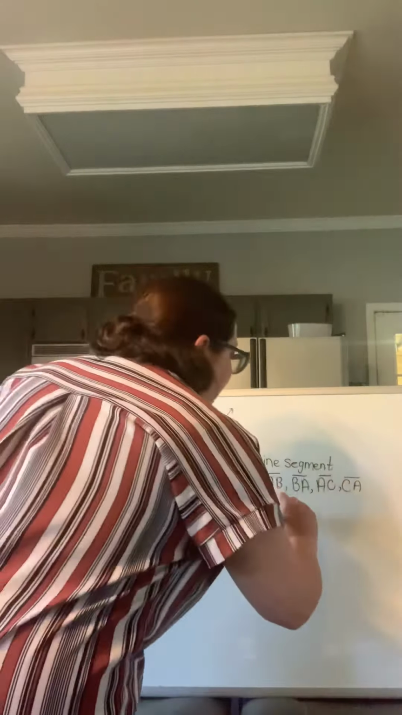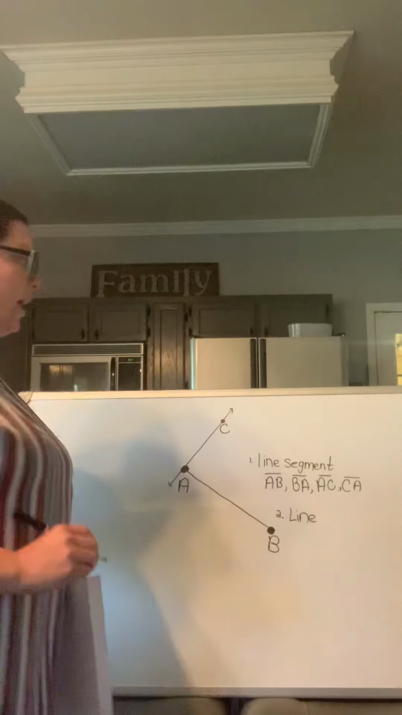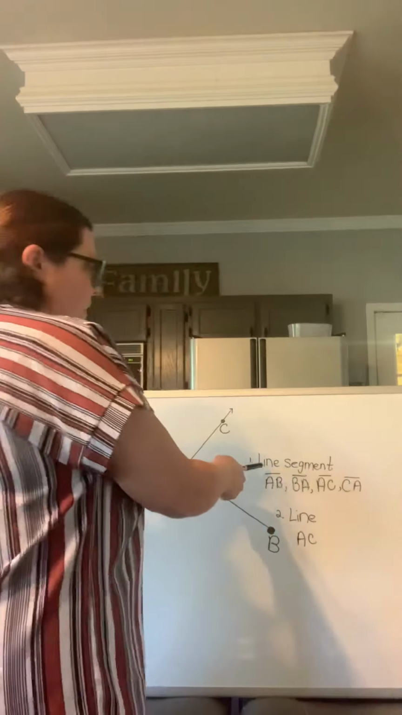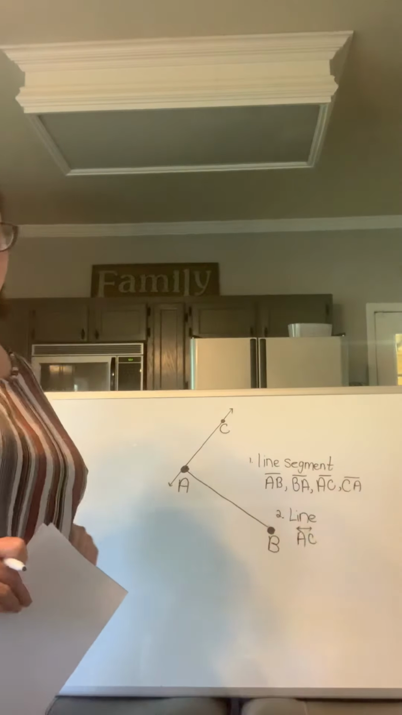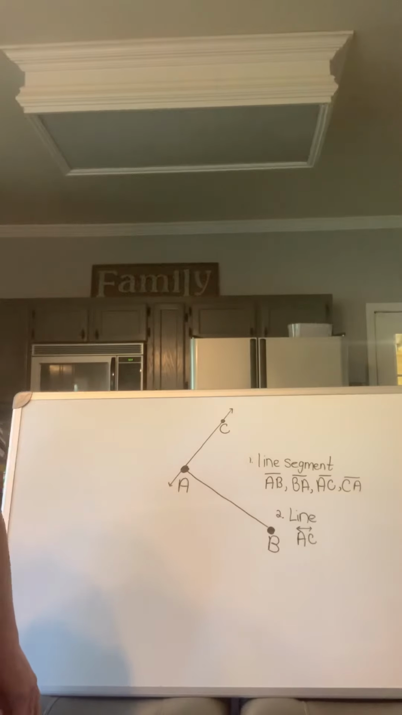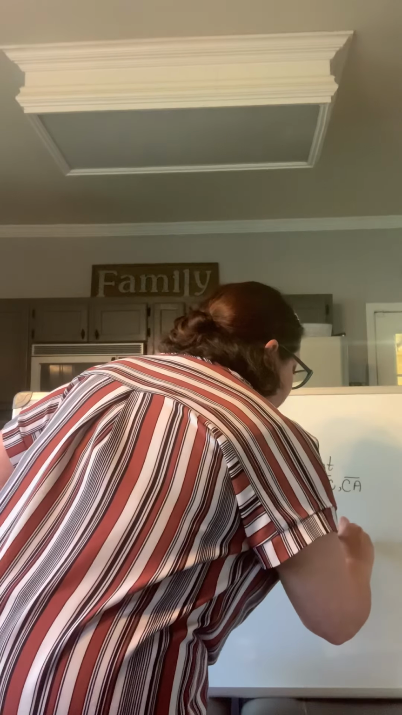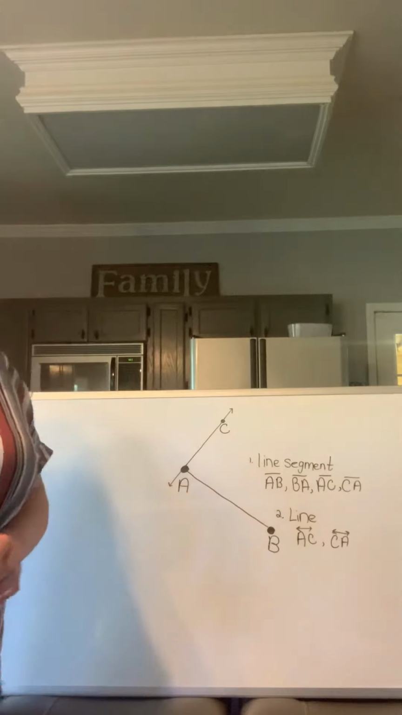So now, here's my first term, line segment. My second term is a line, meaning that it goes on in both directions, keeps going forever. We call that a line, and how we write that is different than a line segment. I would write AC, and instead of a straight line, I have a line up top of it with 2 arrows. Now again, I can also write it starting here and going to A. So it could be line CA, and I write it as CA with the line with the arrows on top.